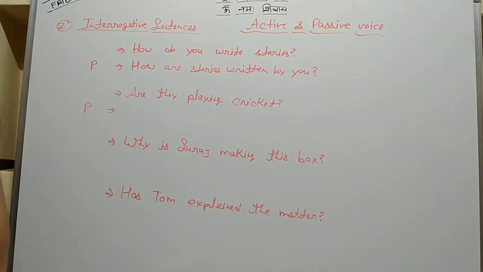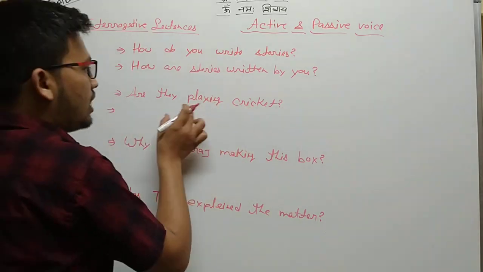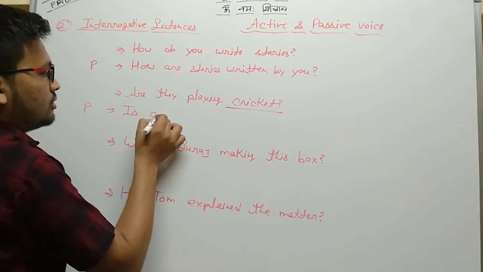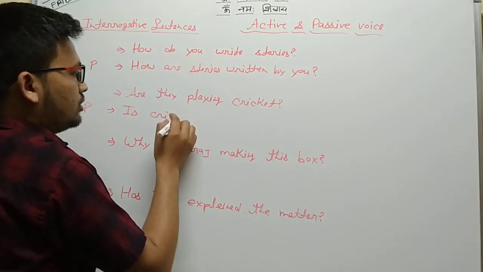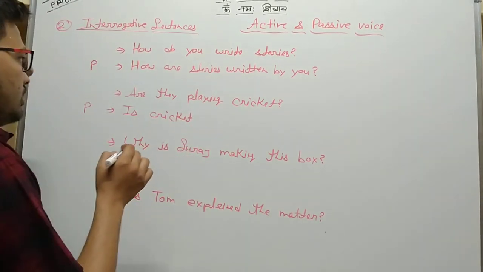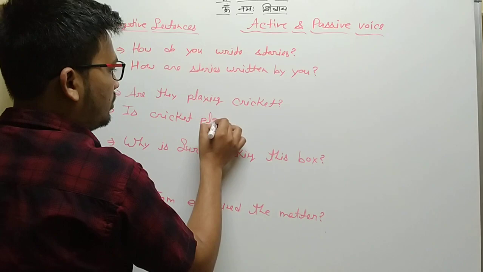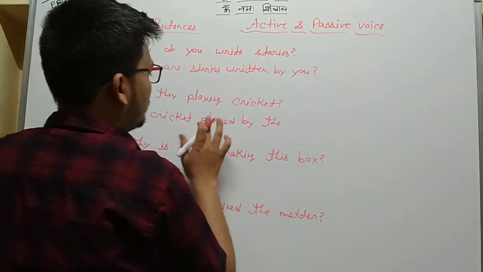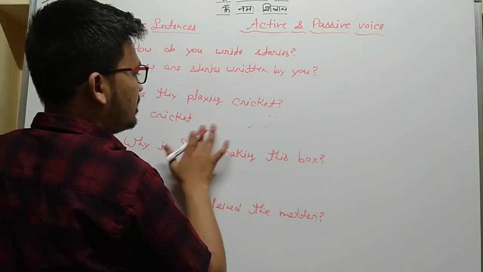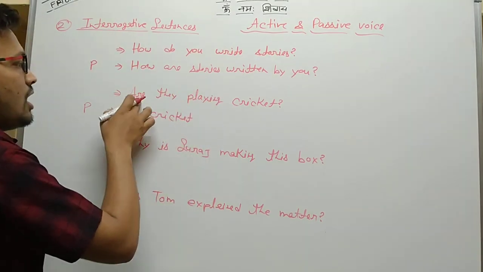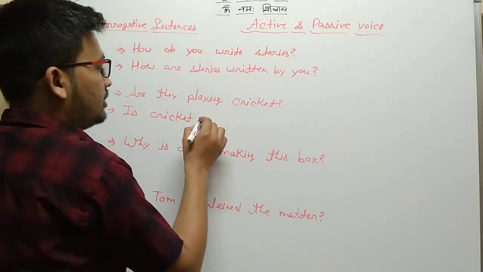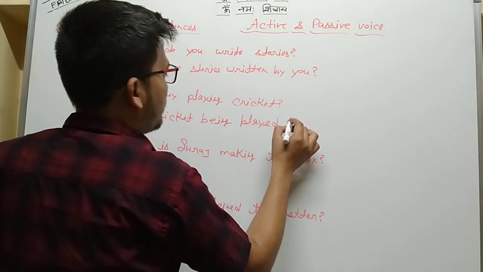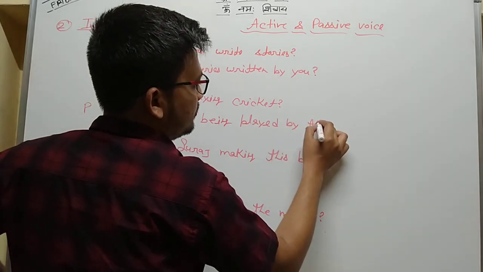Next, are they playing cricket? Cricket is an object. Is cricket played by them? Is cricket being played? Because it's a continuous sentence. Sorry. Are they playing cricket? Is cricket being played by them?